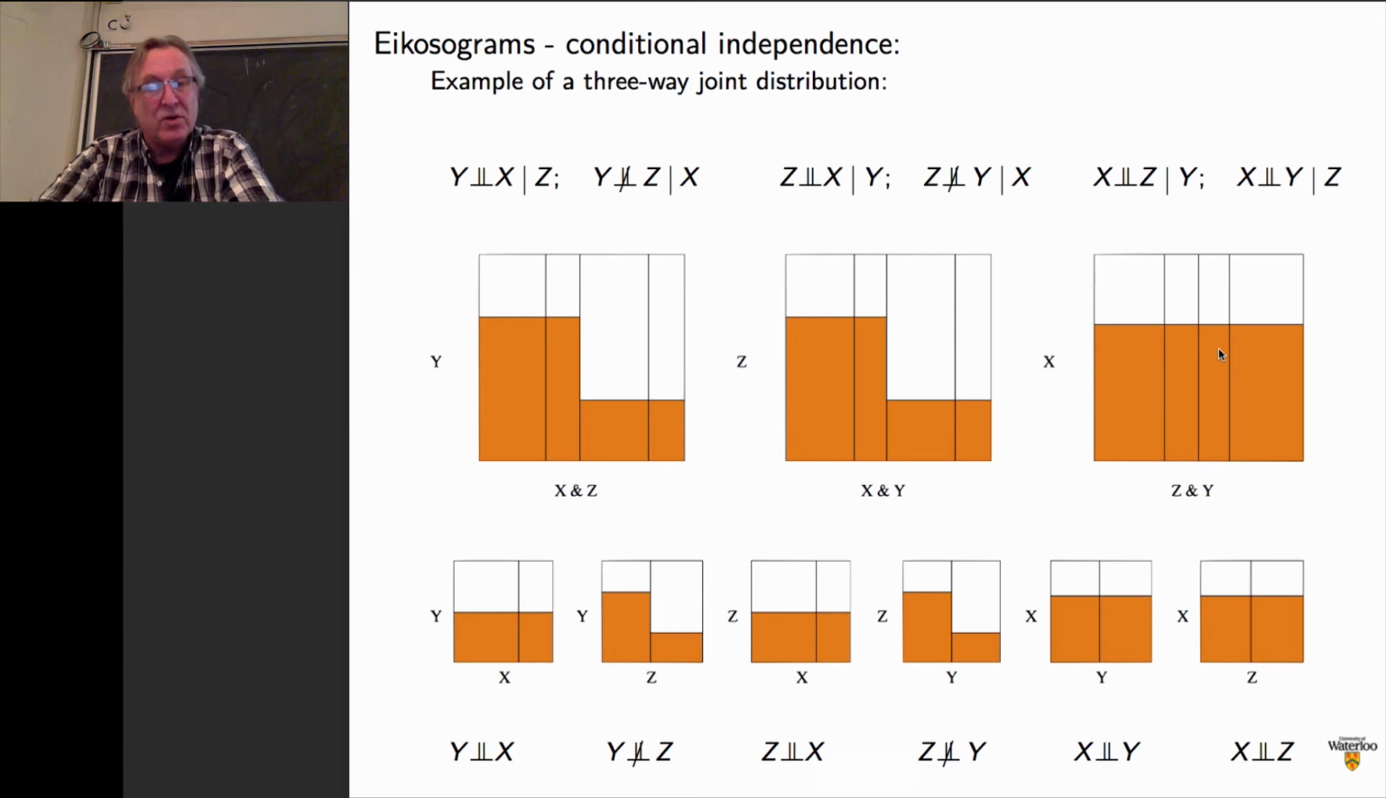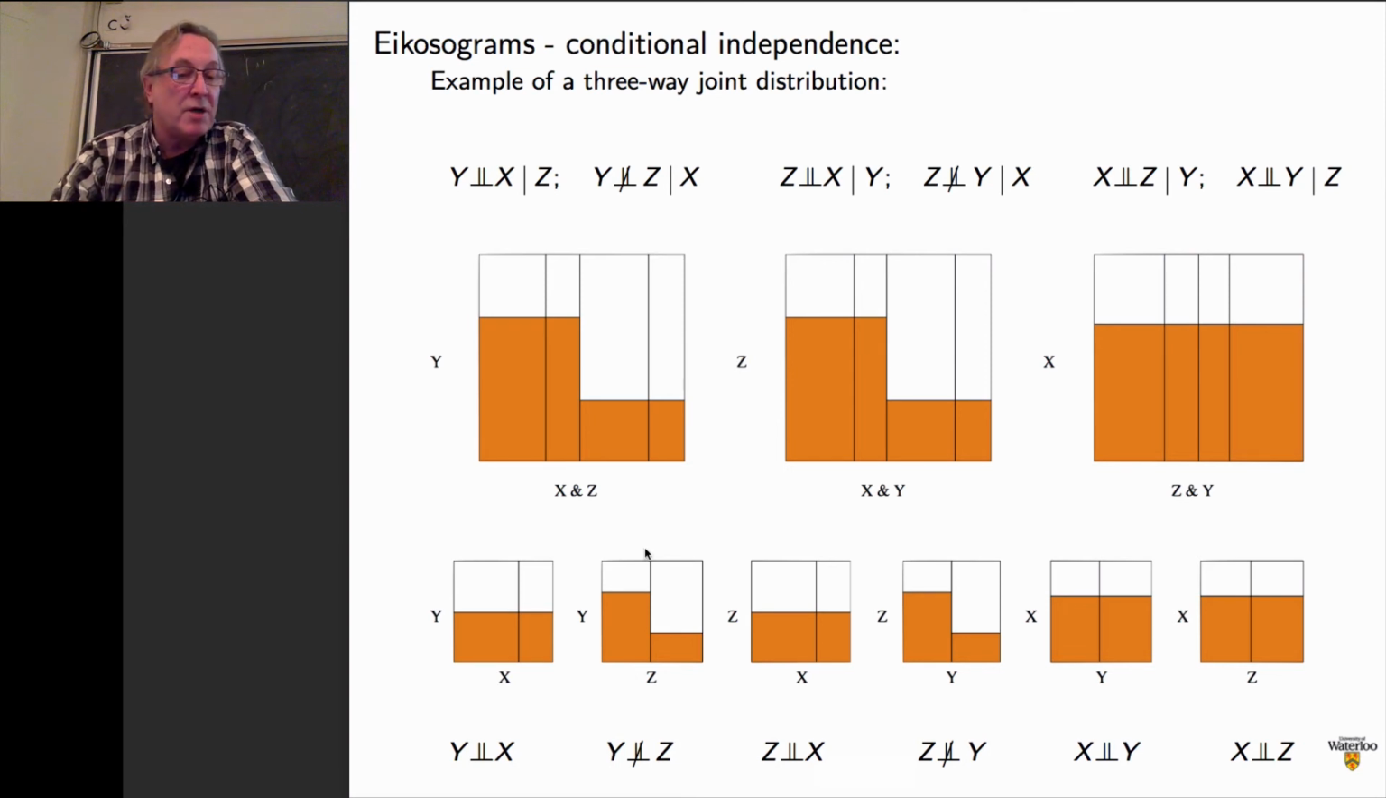And what we have is they're all conditionally independent here, in that X and Z are conditionally independent, X and Y are conditionally independent of Z, and Z and X given Y, and Y and X given Z. But there are a couple of conditional independencies that don't hold. That is, if I condition on this value, those two bars are not the same height. So there's not a conditional independence.